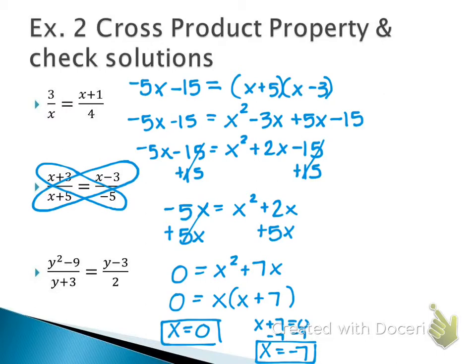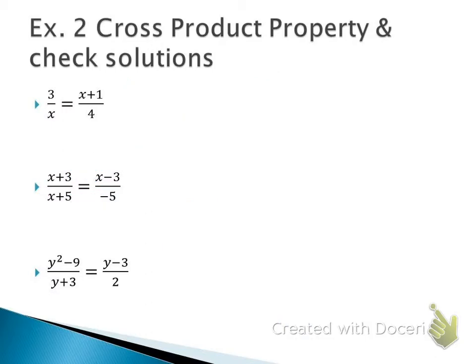Okay. Now let's do this last problem here. And this last problem is a little different, so I want to make sure that you're paying attention to this. All right, we start off and we cross multiply just like we would always do. 2 times y squared is 2y squared. 2 times negative 9 is negative 18. Put my equal sign. Then again, I'm going to have to FOIL here.